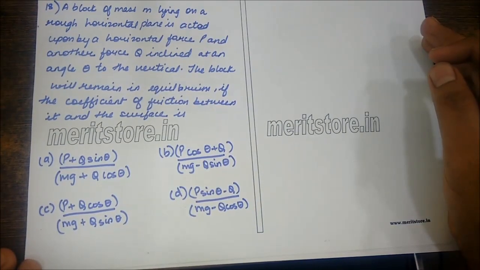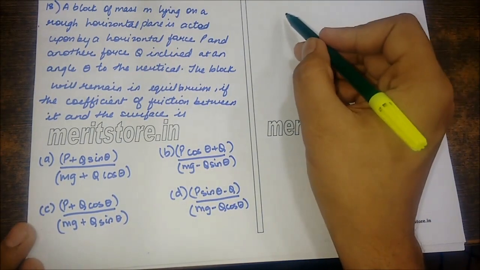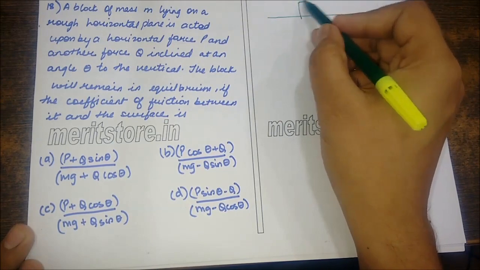A block on a rough horizontal plane is acted upon by a horizontal force P and another force Q inclined at an angle theta to the vertical. The block will remain in equilibrium if the coefficient of friction between it and the surface is? So let us make a diagram and understand the question.